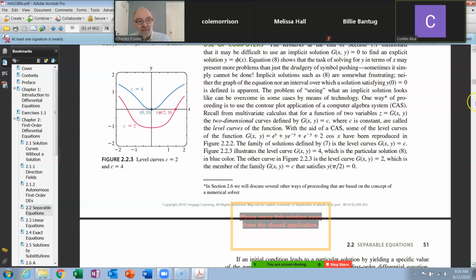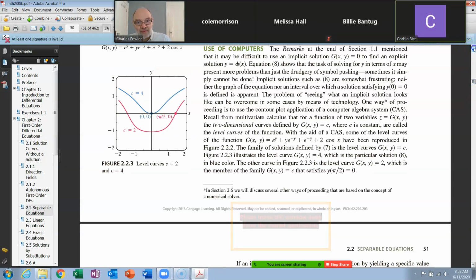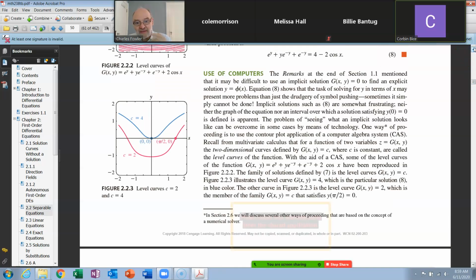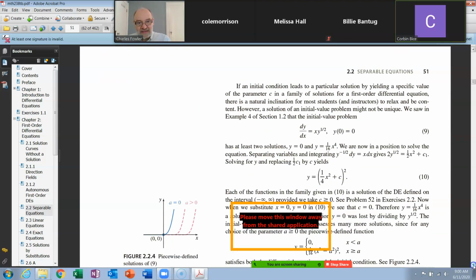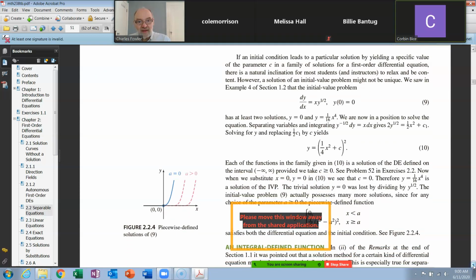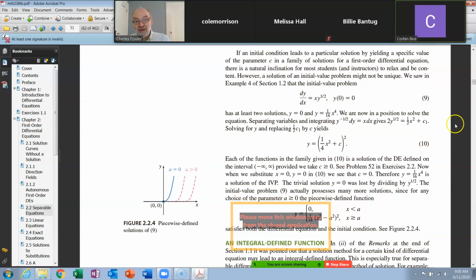And they're talking about here numerical solvers. That's, I guess, what they're talking about here. And in section 2.6, we'll discuss a little bit about using numerical solvers. We'll do some solutions in a very crude numerical solver, not one that they really use. Okay. So let's see, anything else here? So that initial condition led to a particular solution, and if it does, it yields a specific value of C in the family of solutions on first order differential equations.